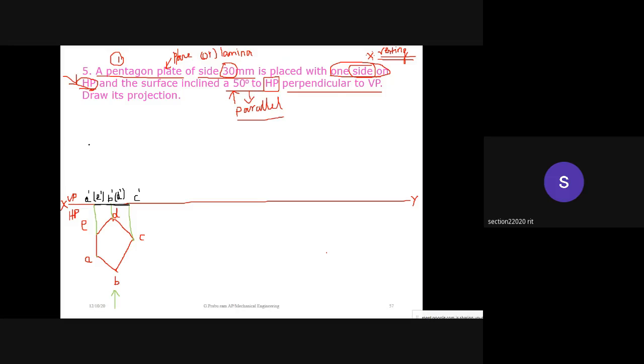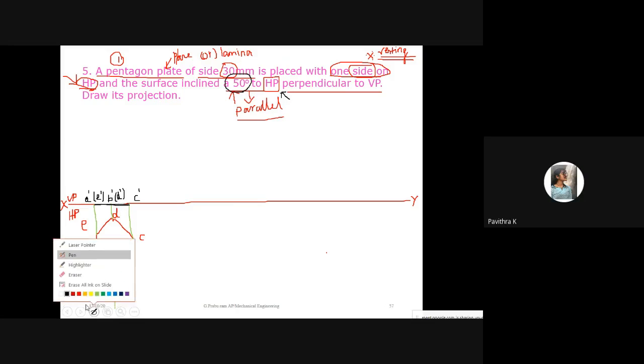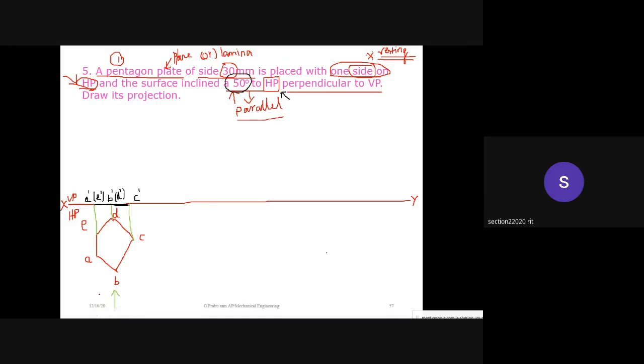Okay, now I have drawn only the simple position, but in the problem given to me, it says 50 degree inclined to HP. I told you yesterday: if it is inclined to HP, should the inclination be given for a front view or a top view? Front view. Don't get more confused. The concept I have already taught you: always if there is HP, anything is represented in front view, and if anything is represented with the VP, you give it for your top view.